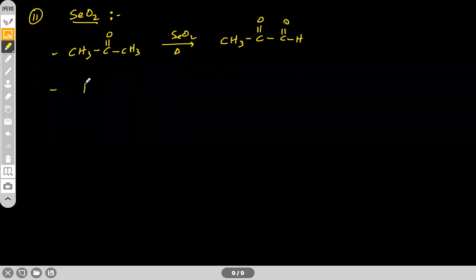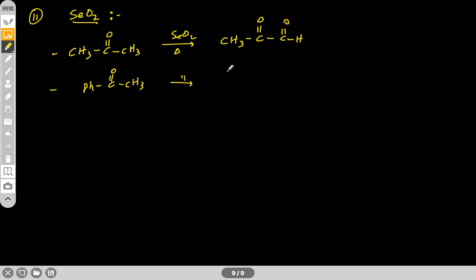I'll show you some more examples. Ph C double bond O CH3 with the reagent, you will get Ph C double bond O, C double bond O H. This is the product you get. If you have a six member ring with a double bond O present here, then the product is again a six member ring with two double bond O present at the adjacent position.